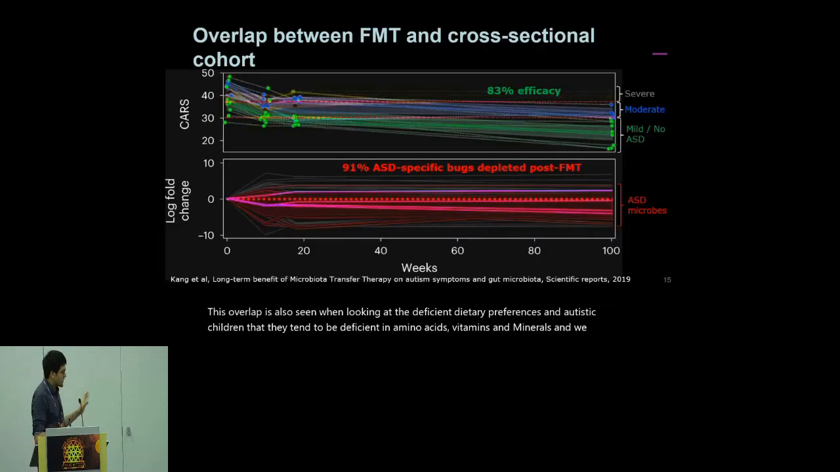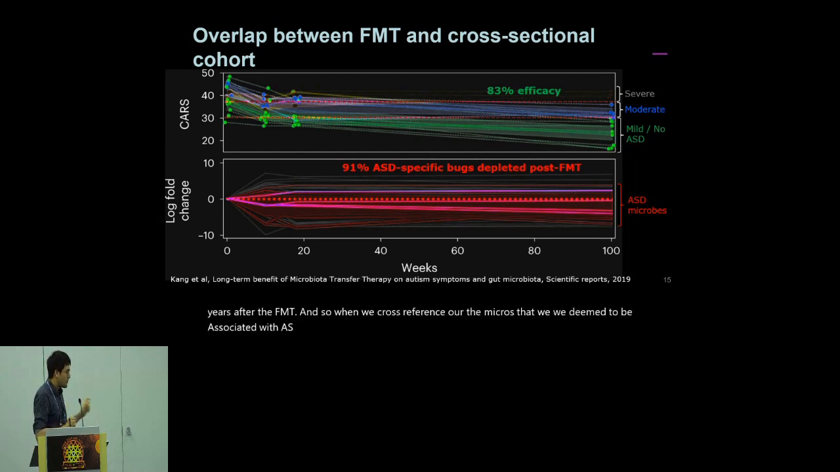And we can also take the microbes that we identified to be associated with autistic children and cross-reference them against an FMT study. In this particular case, the authors showed that when you apply FMT, you're seeing about an 83% efficacy rate 2 years after the FMT was applied, meaning that the kids' motor symptoms improved, their GI symptoms disappeared, and their behavior symptoms were largely reduced 2 years after the FMT. And so when we cross-reference the microbes that we deem to be associated with ASD, 91% of the bugs that we identify were knocked out post-FMT.